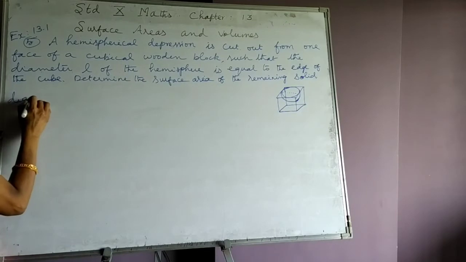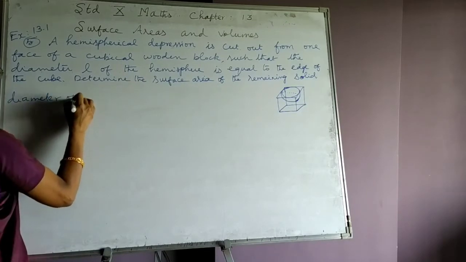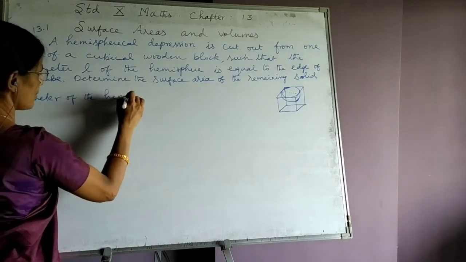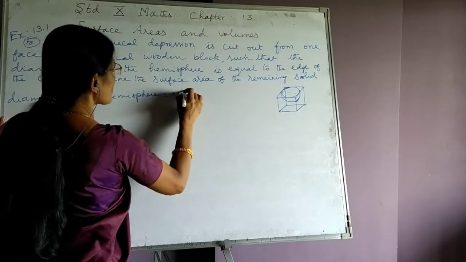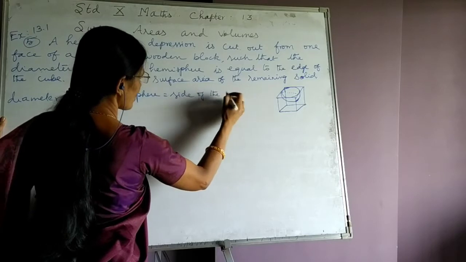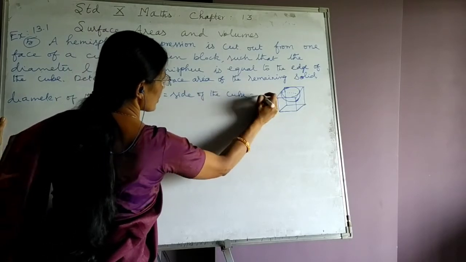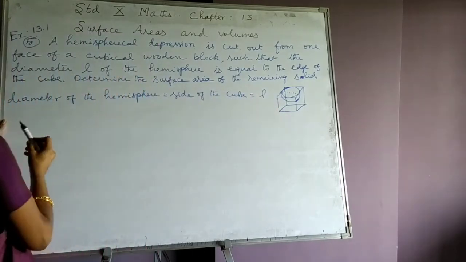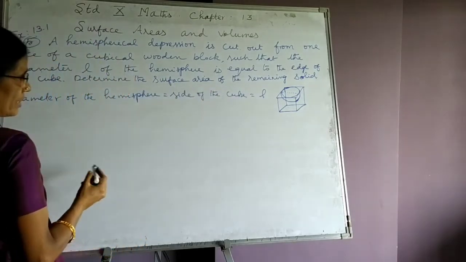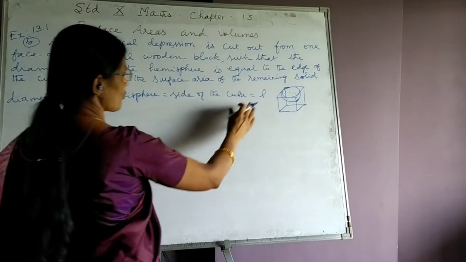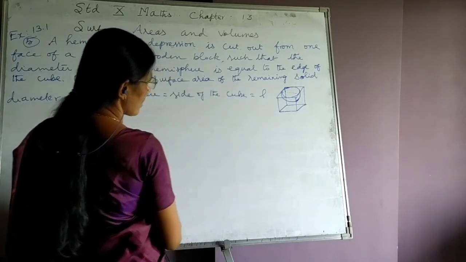Therefore, here we should remember the diameter of the hemisphere is equal to the side of the cube, the edge of the cube, the same side of the cube is equal to l. Determine the surface area of the remaining solid. So we are asked to find out the surface area of the remaining solid.